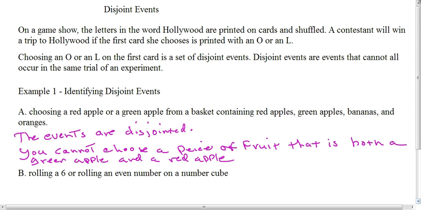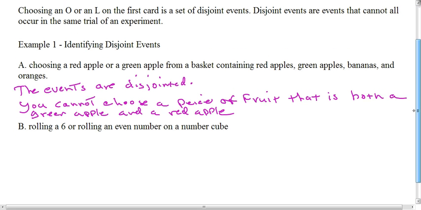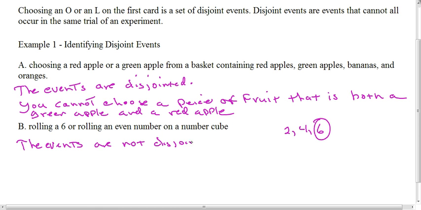Now let's take a look at the second one, and we should get some clarity since we understand exactly what we're trying to do. What if we want to roll a 6 or roll an even number on a number cube? Think about that. We want to determine the probability of rolling a 6 or rolling an even number on a number cube, and whether these events are disjoint. Well, let's list the even numbers on a cube: 2, 4, 6. If that's the case, then the events are not disjoint.